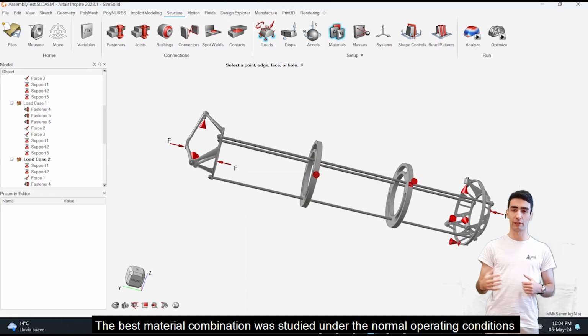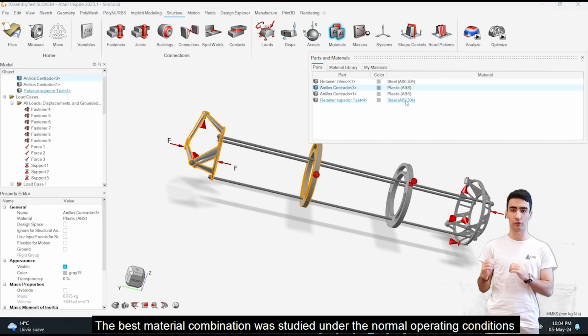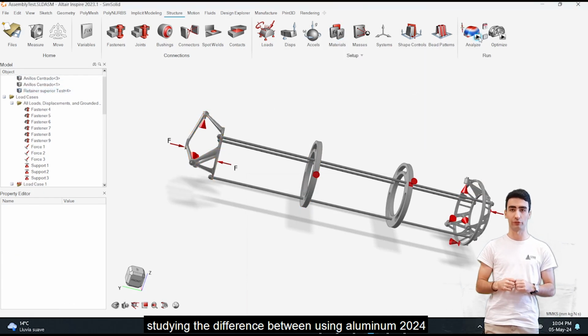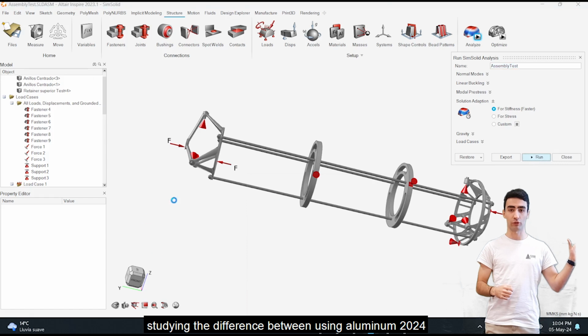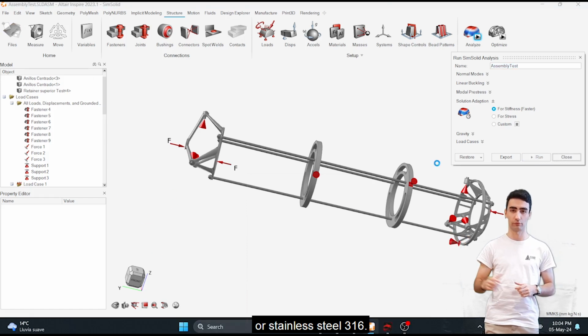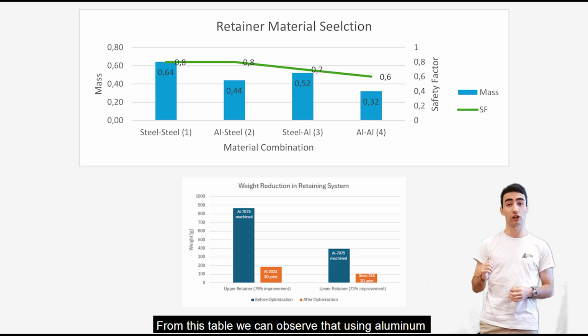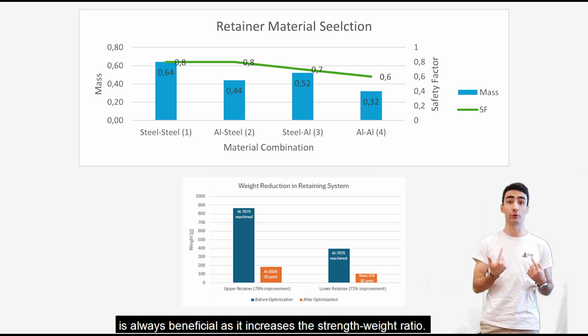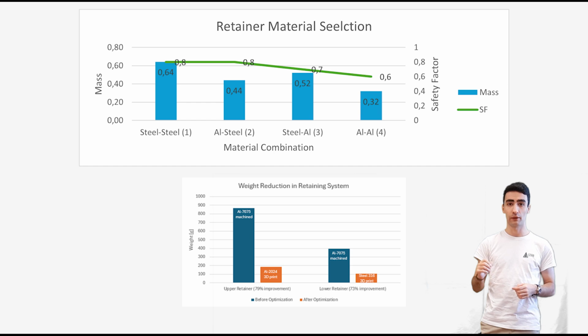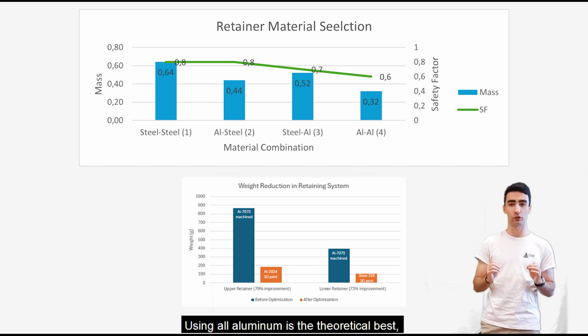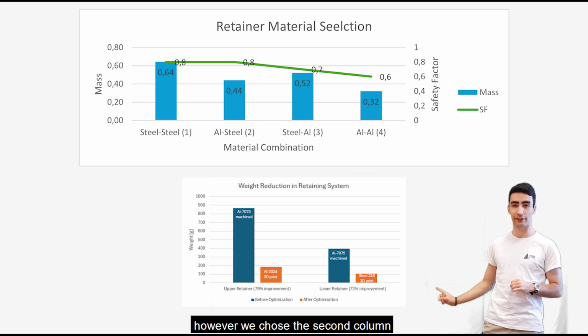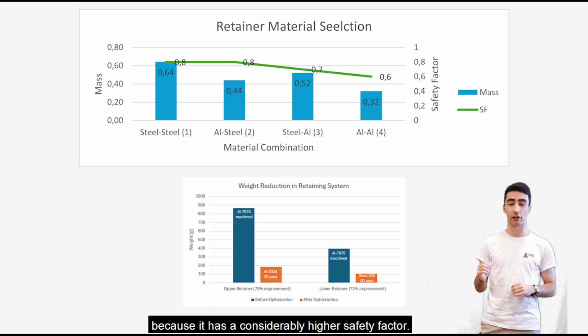The best material combination was studied under normal operating conditions, deciding the difference between using aluminum 2024 or stainless steel 316. From this table, one can observe that using aluminum is always beneficial, as it increases the strength-to-weight ratio. Using all aluminum is the theoretical best. However, we chose the second column because it has a significantly higher safety margin.